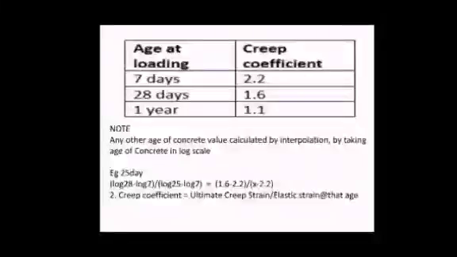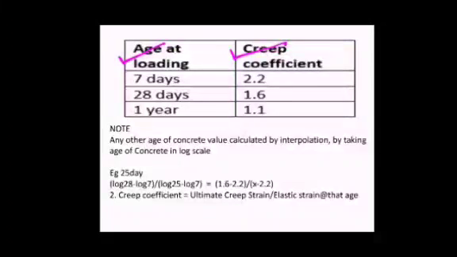As you can see here, the age of concrete and creep coefficient values are given. For 7 days it is 2.2, for 28 days it is 1.6, for 1 year it is 1.1. Then another question comes here. If any other value of age of concrete is given, for example 300 days, 25 days, or 10 days.